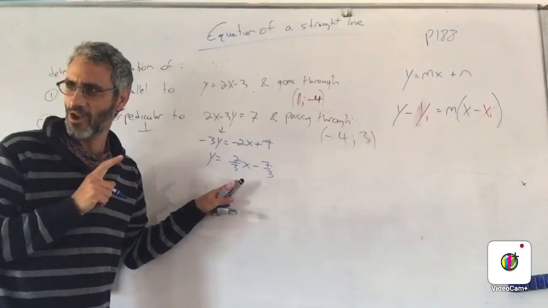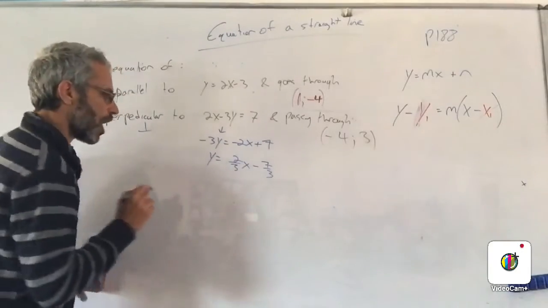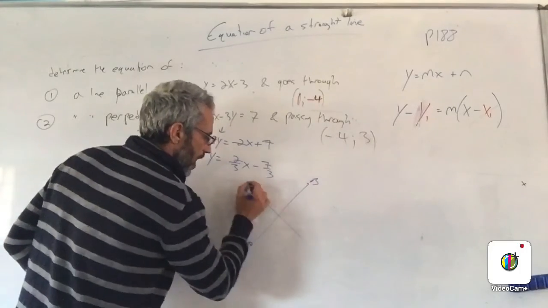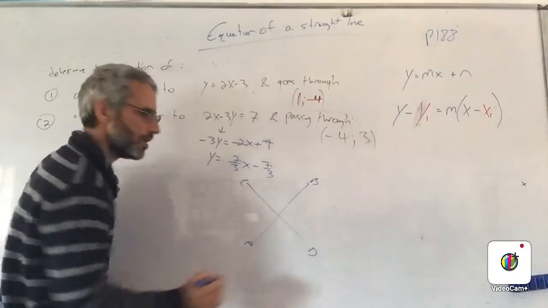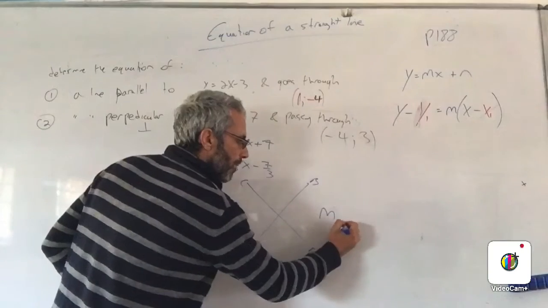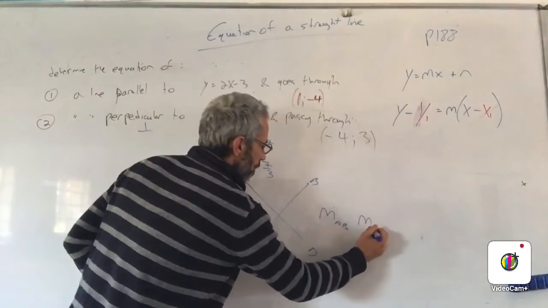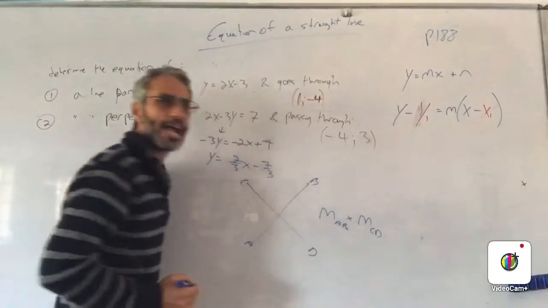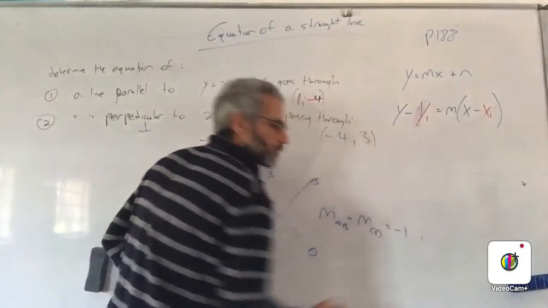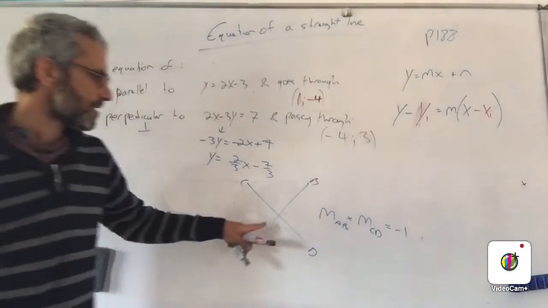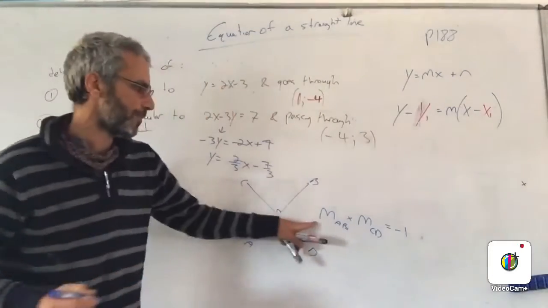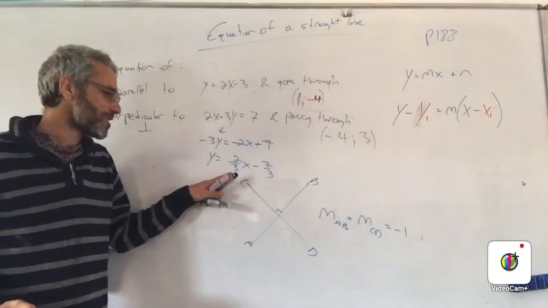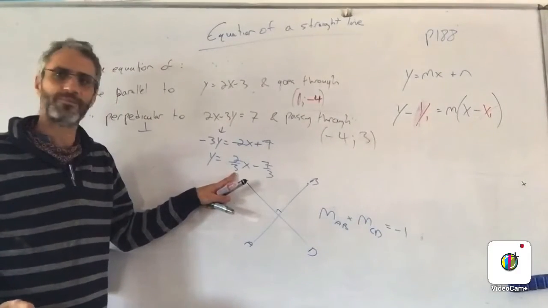Why? Because last lesson we learned that if I have two lines that are perpendicular to each other, what do I know about their gradients? Their product must be minus 1. If I times them, I get minus 1. So the gradient is not the same if they're perpendicular, but if I times them their product is minus 1. The only thing I'm interested in here is the gradient of this line.